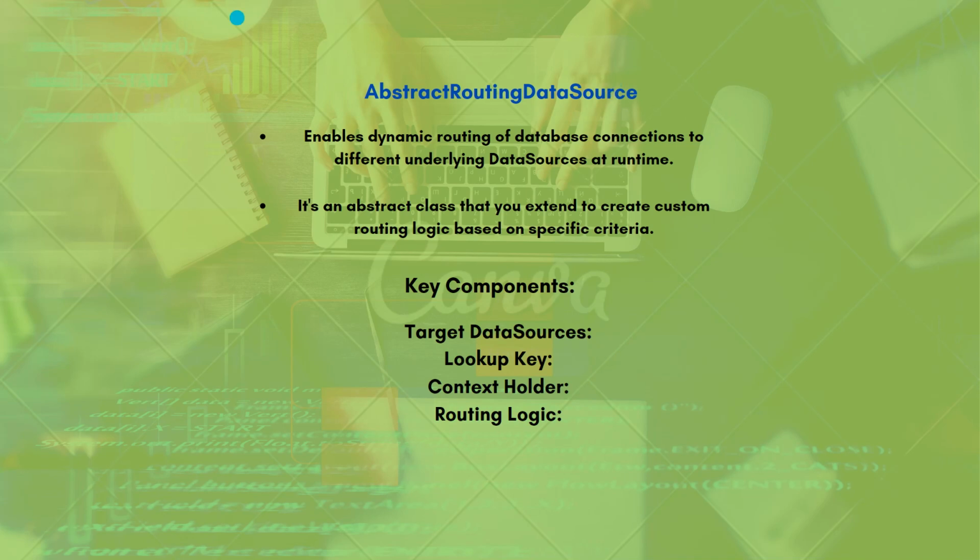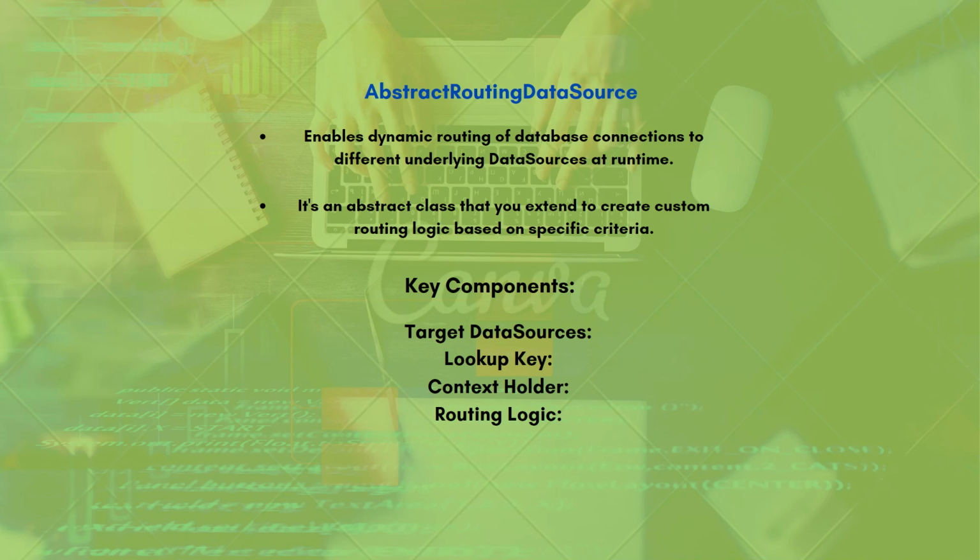All right, now let us understand the key components of this program and how it works. First of all, we have target data sources. It's nothing but a simple hash map of available data sources, each associated with a lookup key. For example, we have a London database and a New York database with the same kind of table. The lookup key for London is DB1 and for New York it is DB2. You can configure this map using the setTargetDataSources method. We'll see it on the coding side.